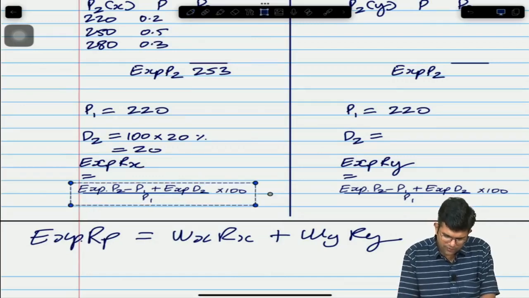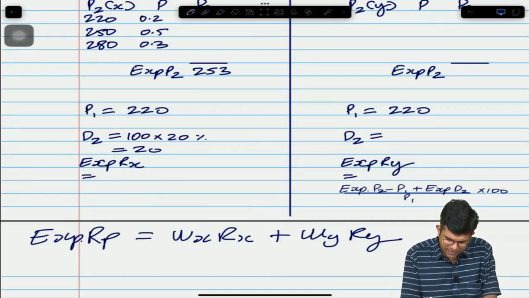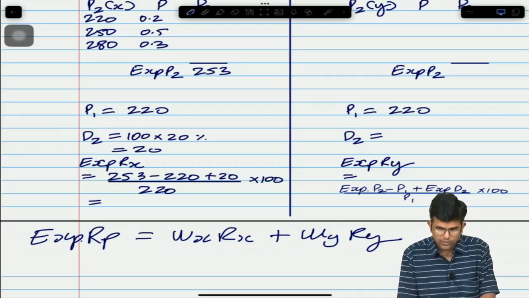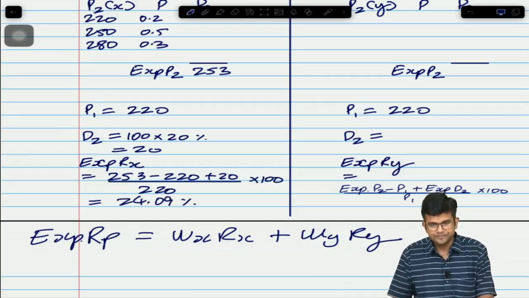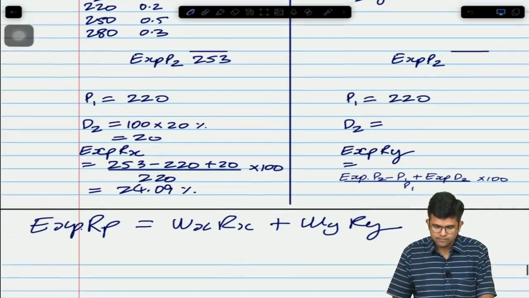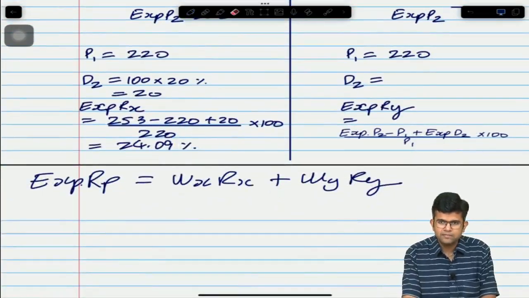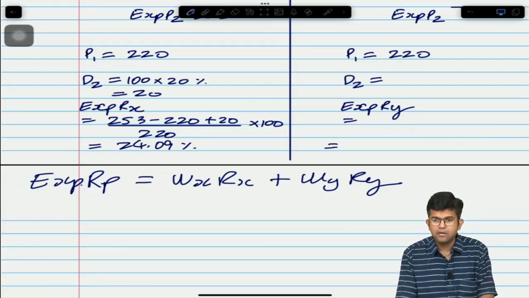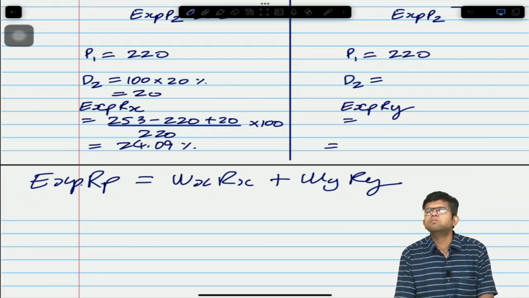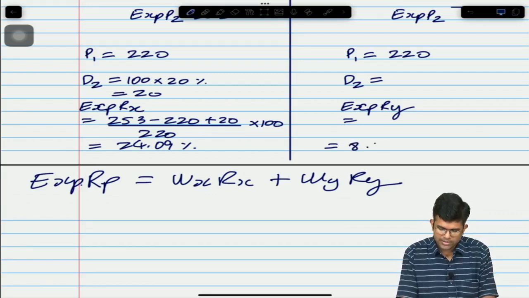So I hope you all have done this correctly. It will be (253 minus 220 plus 20) upon 220 into 100. Is this correct? 24.09%. All got this number? Others done, no? And what about N? N answer final? 8.79%.